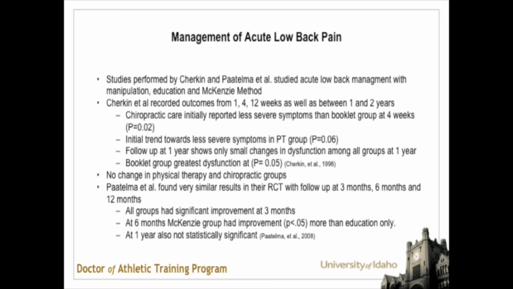At the 6-month follow-up, the McKenzie group had more improvement than the education-only group with a p-value less than 0.05. At the 1-year follow-up, the McKenzie group had better disability index than the education-only group with a p-value of 0.028. In the orthopedic manual therapy group, at both the 6 and 12-month follow-up visits, improvements in the pain and disability index were somewhat better than the advice-only groups with a p-value of 0.067 and 0.068 respectively.